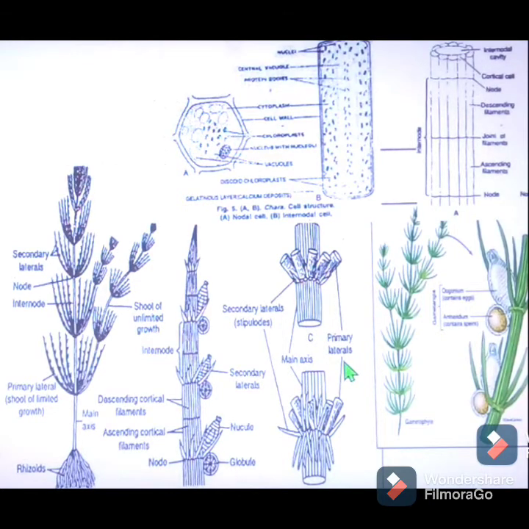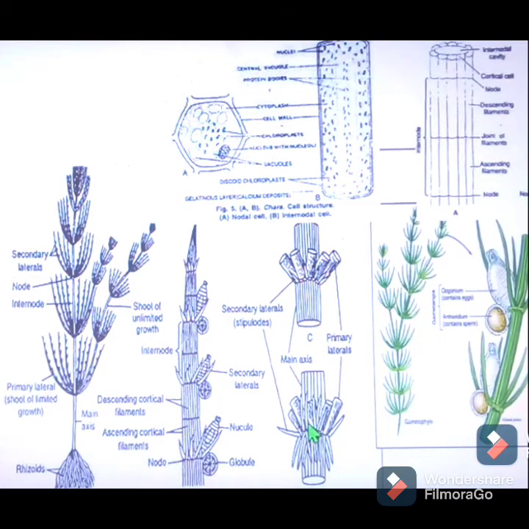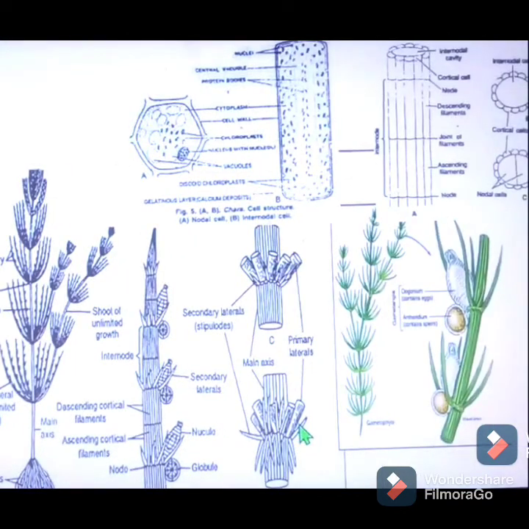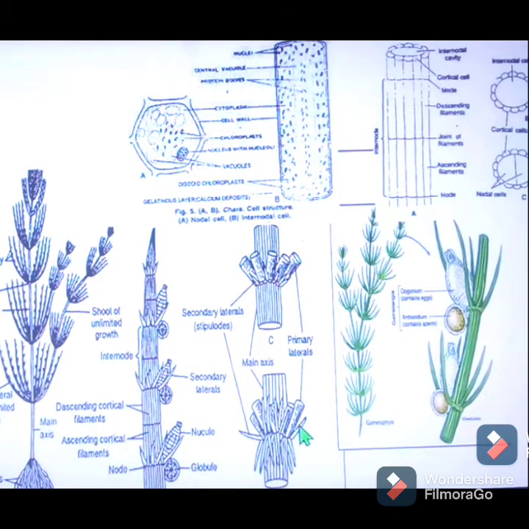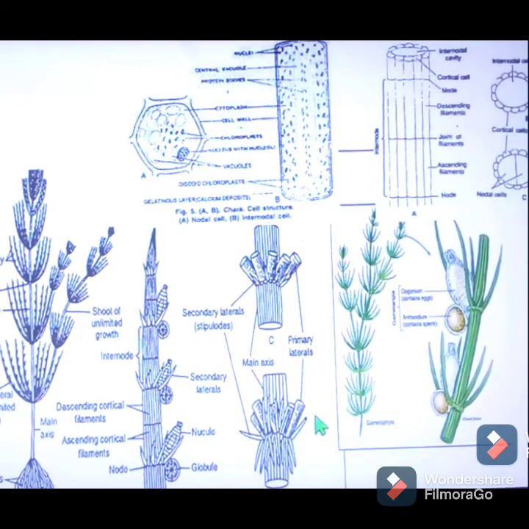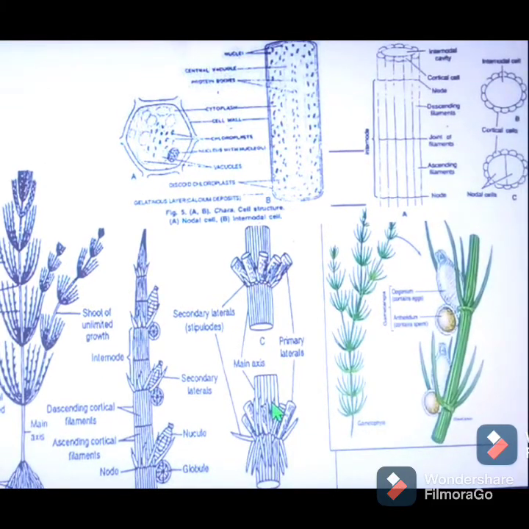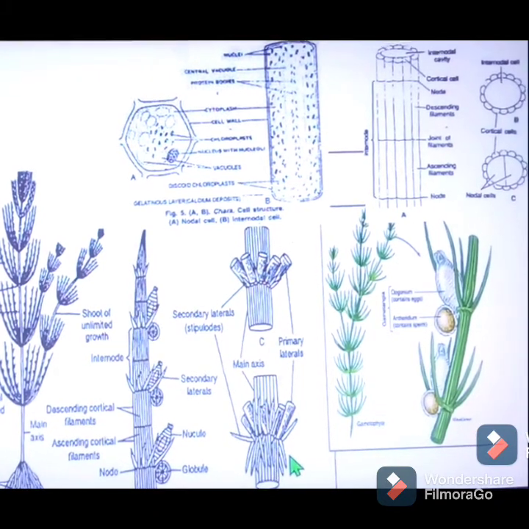Now if the stipulates are present in a single whorl, in a single row at each node, this condition is referred to as haplostephanous. Haplostephanous means they are in a single whorl. Whereas if they are arranged in two whorls, then they are referred to as diplostephanous. So that means the stipulates are arranged in two whorls.